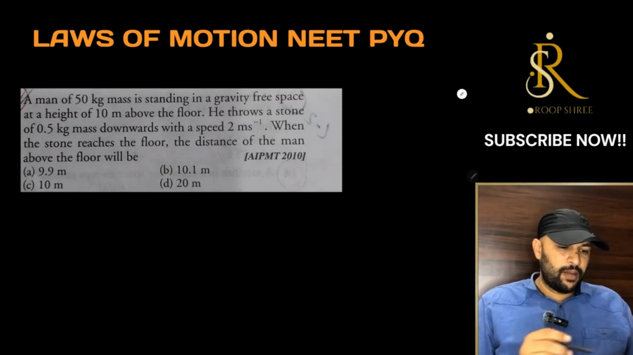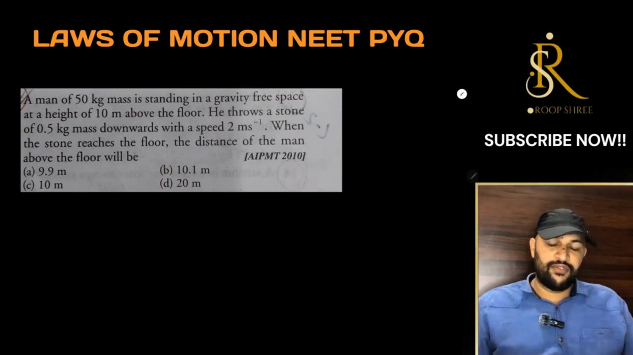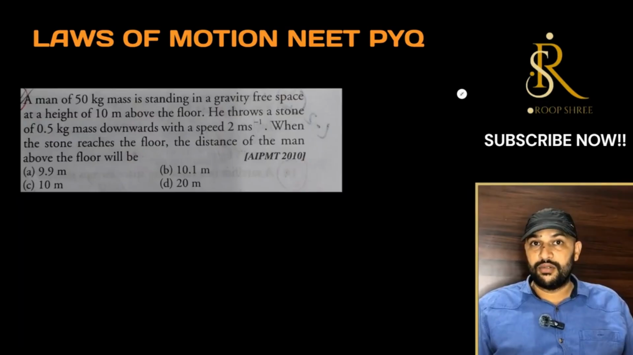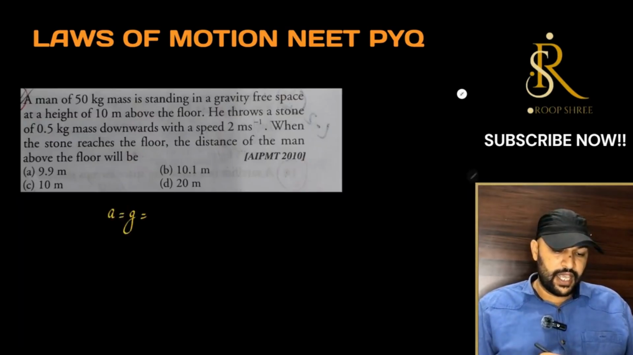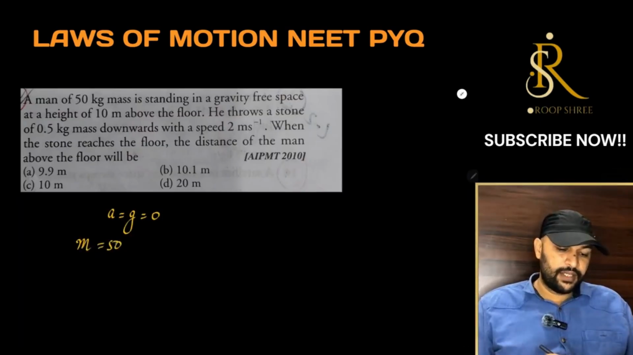It says here, a man of 50 kg is standing in gravity free space. It's gravity free, there is no gravity. So g or a is 0. Let me just write here, a or g is 0 in this case. And the mass of the man is how much? 50 kg, at a height of 10 meters above the floor.